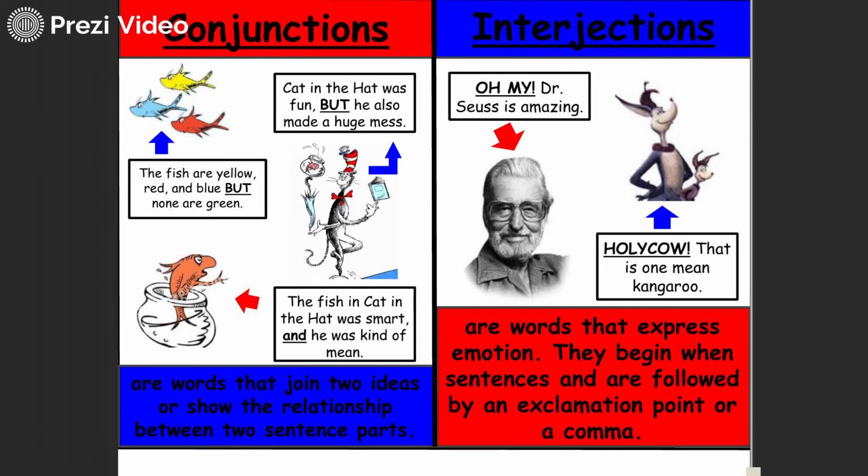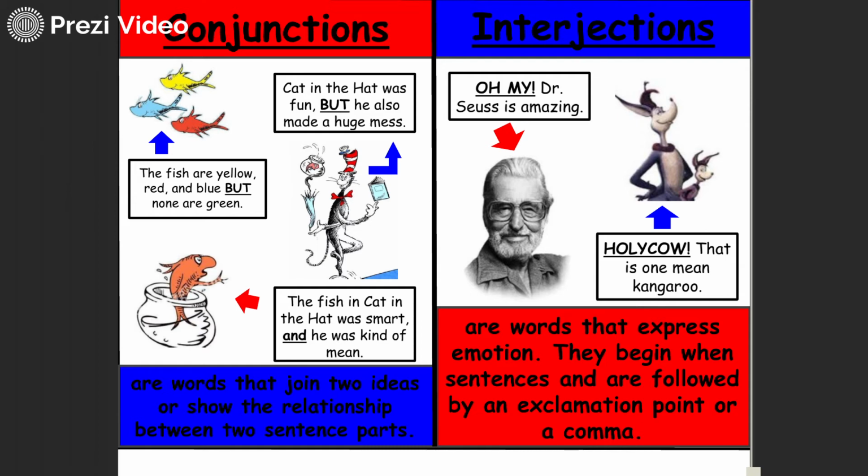And finally, we have conjunctions and interjections. Conjunctions are words that join two ideas or show the relationship between two sentence parts. The Cat in the Hat was fun, but he also made a huge mess. So it's kind of when I combine two sentences together, I'm using a conjunction.